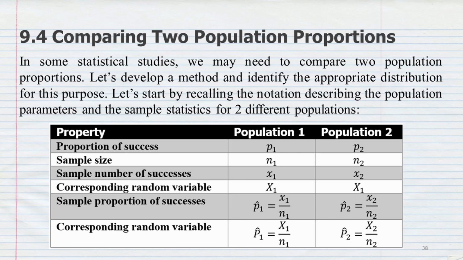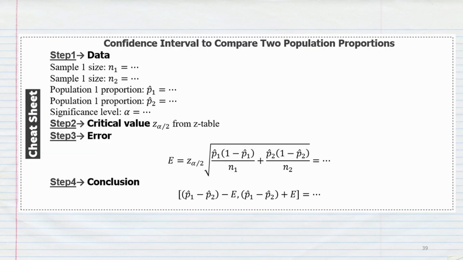Section 9.4. Comparing two population proportions. In some statistical studies, we may need to compare two population proportions. Let's develop a method and identify the appropriate distribution for this purpose. Let's start by recalling the notation describing the population parameters and the sample statistics for two different populations, shown in this table. The following cheat sheet shows how to easily conduct the confidence interval to compare two population proportions.